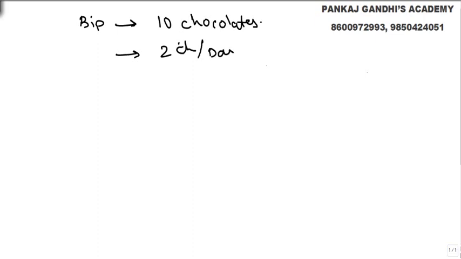So let's see. Bipasha is having a box of 10 chocolates. Now, she eats 2 chocolates per day. If she eats 2 chocolates per day, in how many days will it be over? Number of days needed will be what? 5 days. Box will be over.